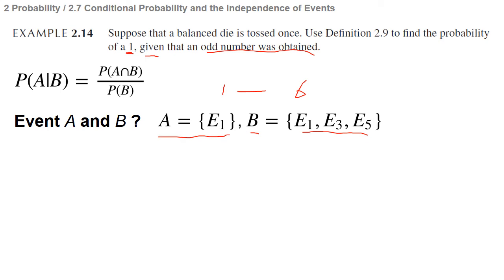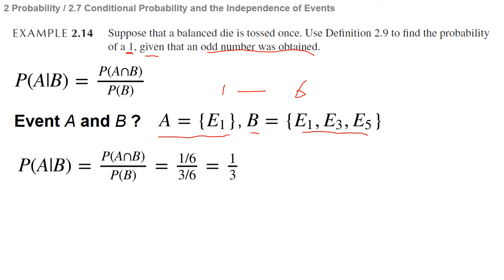And let's calculate this thing. For the conditional probability, we should calculate this. The probability of A intersection B is actually E1, and since every simple event is equally likely, the probability of observing E1 is 1 over 6, and the probability of event B is 3 over 6, and the result is 1 over 3. So this is our conditional probability for this example.